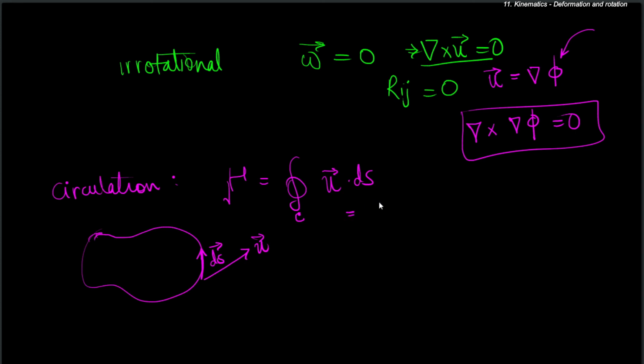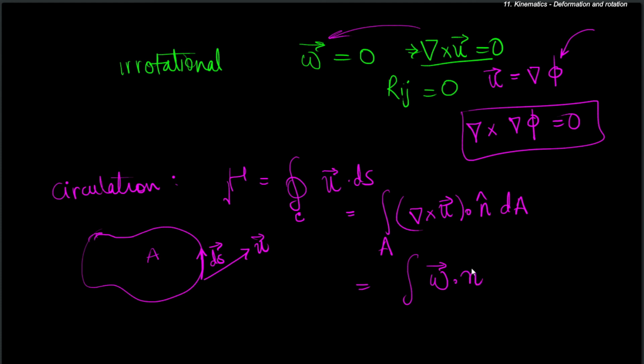And from the Stokes theorem, we know that the contour integral is equal to the curl of the velocity dot n cap times the area. So the contour integral can be converted into an area integral and be written in terms of the curl of the velocity, and the curl of the velocity we know is the vorticity. So this becomes integral vorticity dot n cap dA integrated over the entire area enclosed by the closed contour.